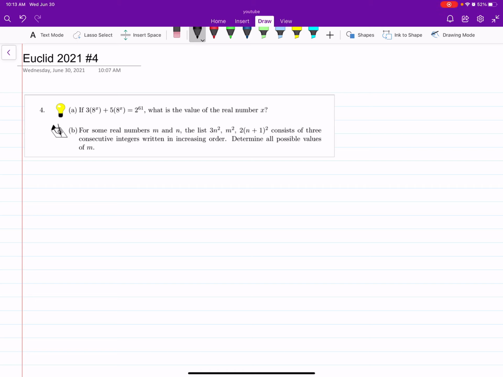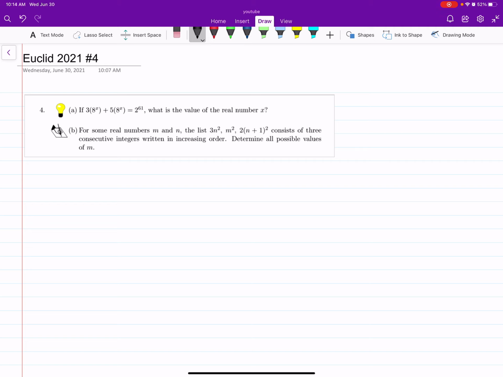So today I'm going to talk about Euclid 2021 problem number 4. Starting off with A: if 3 times 8 to the power of x plus 5 times 8 to the power of x is equal to 2 to the power of 61, what is the value of the real number x? For this question, we want to convert everything to the same base so we can use the exponents being equal to solve for x.